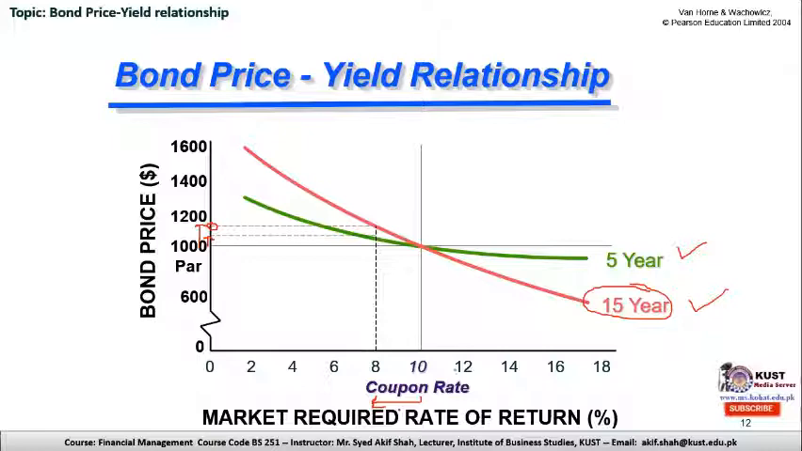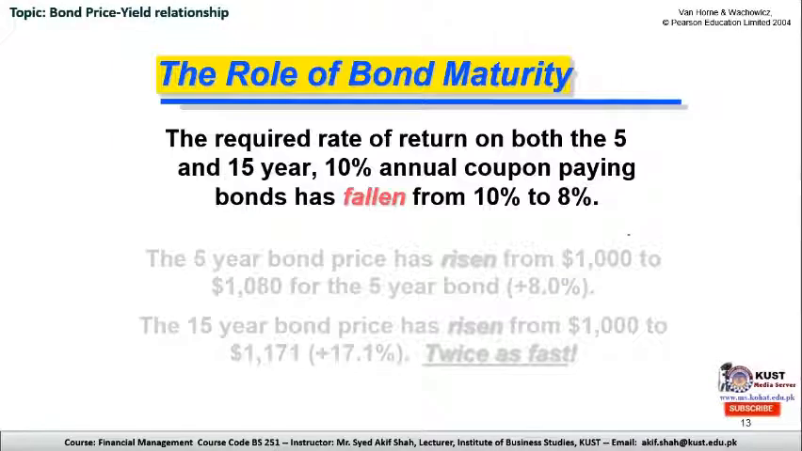So here the condition is fulfilled: if the maturity of a particular bond is greater, then its price will be greatly influenced if there is a certain change in the market rate of return, in comparison to a short-term bond. So with the help of the formula we used in the previous lecture to find the value of the bond, we can infer that the required rate of return on both the 5 and 15 years bonds is 10%. The annual coupon paying bond has fallen from 10 to 8%.